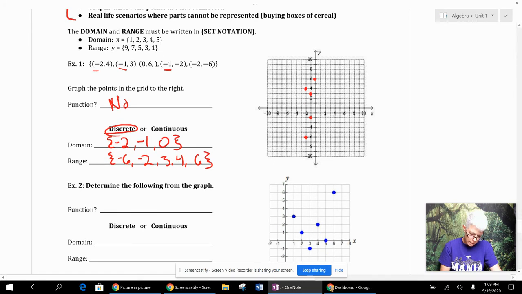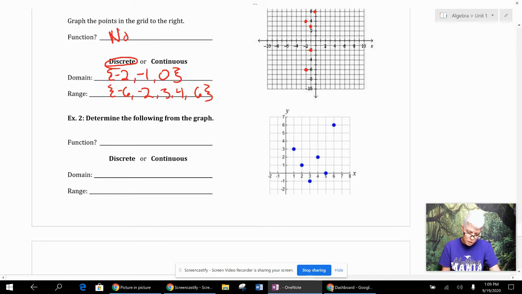Let's look at the next one. Is this a function or is it not a function? We can see that no, it is not a function. And this again would be considered discrete. Now I'm not going to list the domain and range to save time, but you should. I did the first one, you do the second one. Make sure to put the brackets, make sure to put them in order. So go ahead and pause the video right now and take care of that.